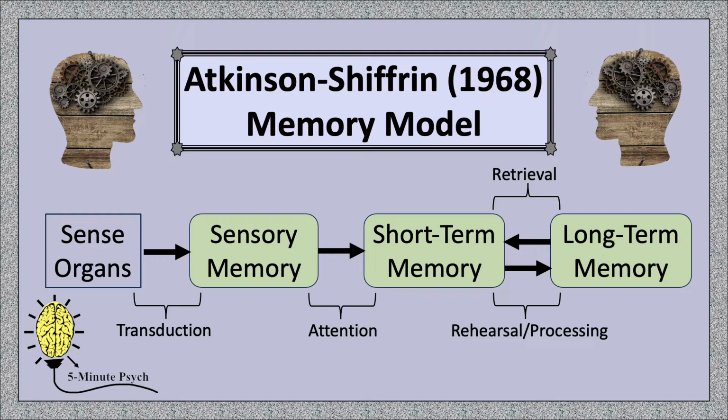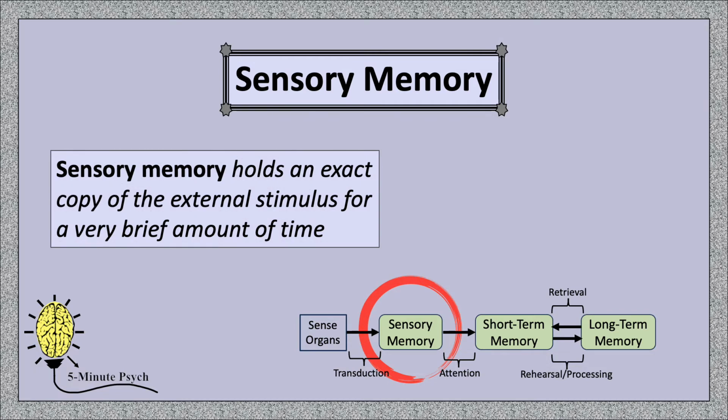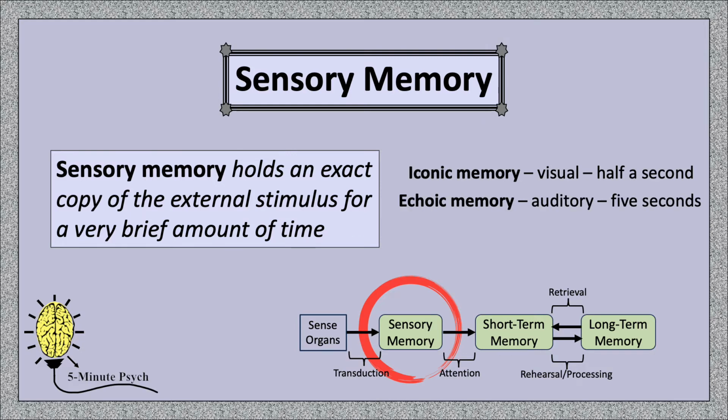Now let's look at each memory store in more detail. The first stop after the sense organs transduce the physical stimulus into a neural code is sensory memory. Sensory memory briefly holds arguably an exact copy of the external source, but it disappears very quickly. For visual stimuli, sensory memory is called iconic memory, and it lasts less than a second. For auditory stimuli, it's called echoic memory, and it lasts as long as 5 seconds. Sensory memory is our initial filter for what we should attend to in our sensory world, and information that we pay attention to is sent on to short-term memory.